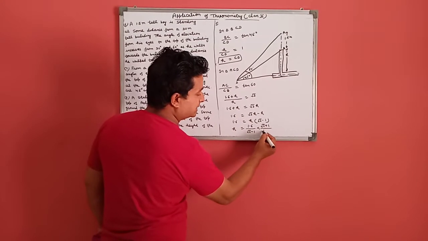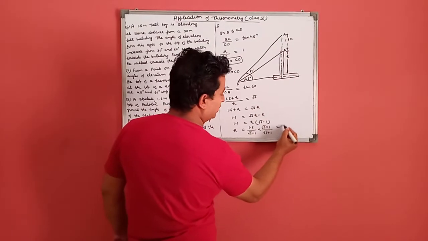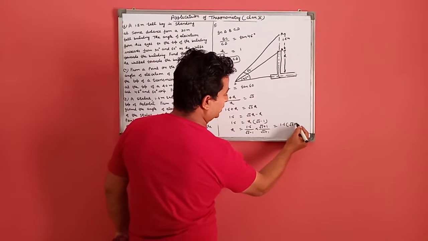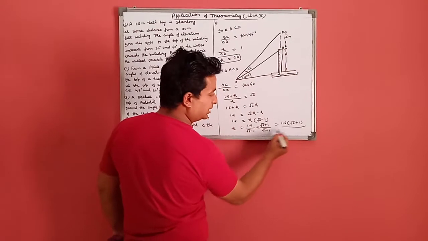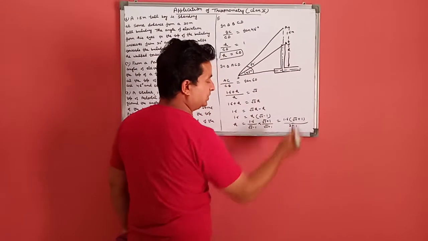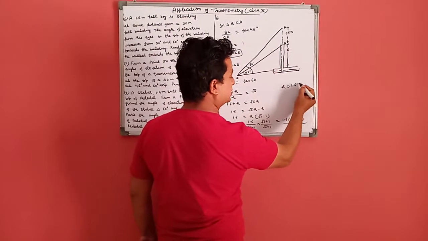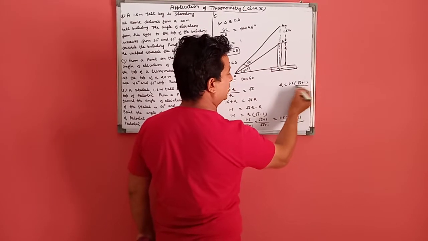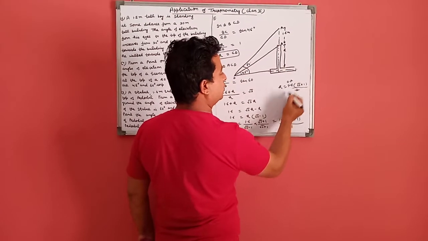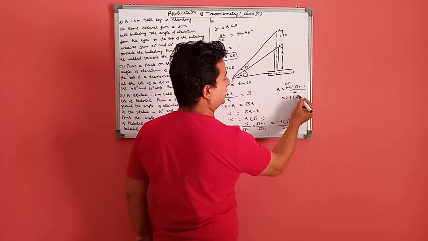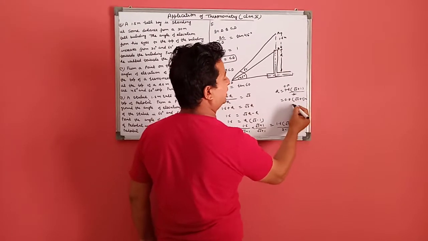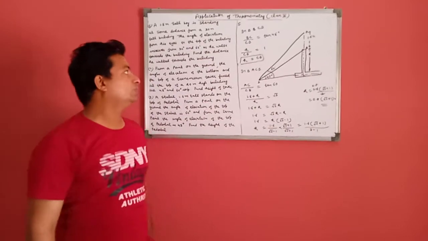When we rationalize this, we get 1.6 into root 3 plus 1. This is the identity: A minus B into A plus B is A square minus B square. So H is 1.6 into root 3 plus 1 upon 2. This cancels out. So the answer is 0.8 into root 3 plus 1 meter. This is the solution of question number 8.